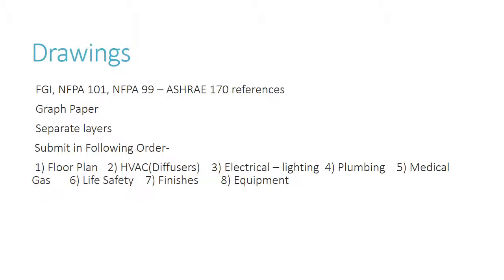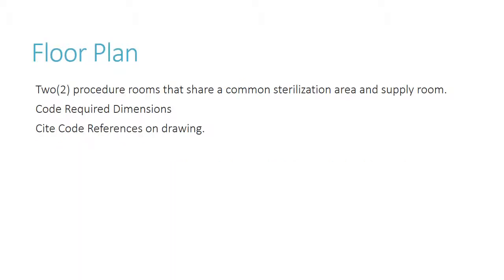Now I'm going to go through each of these. The floor plan, you can have 2 procedure rooms that share a common sterilization area and supply room. Code required dimensions and cite code references on the drawing. When you do the citing of the code references, make sure again you have a nice, almost like a legend on one part of the drawing, left, right, some part of the drawing where you cite and you notate the references inside of your drawing, and then you have the citing and the reference off to the side.